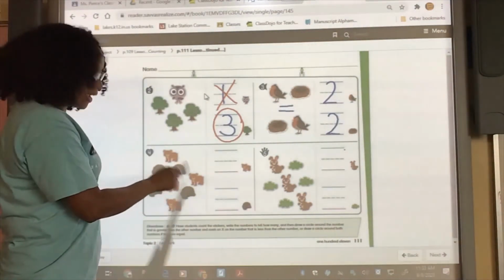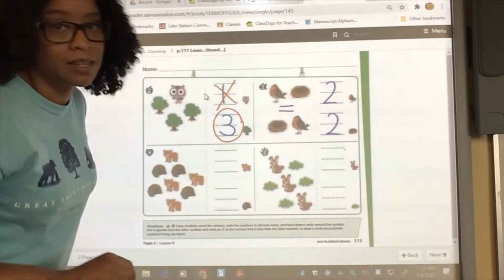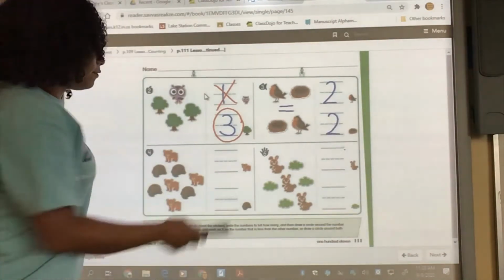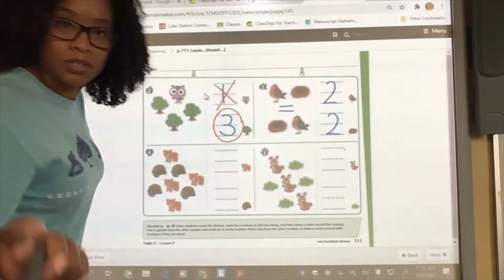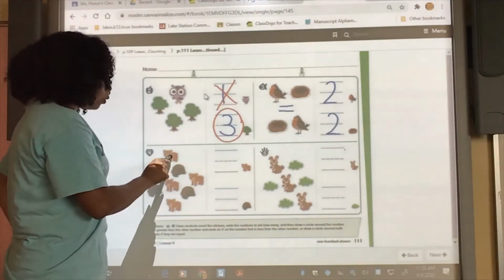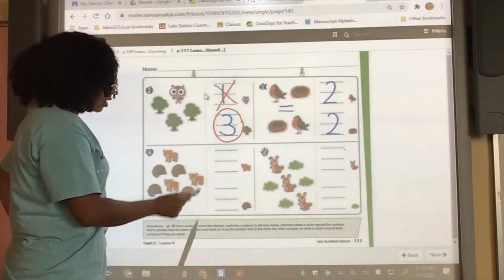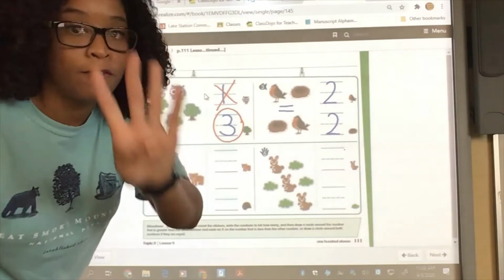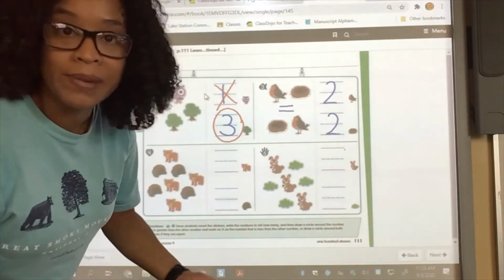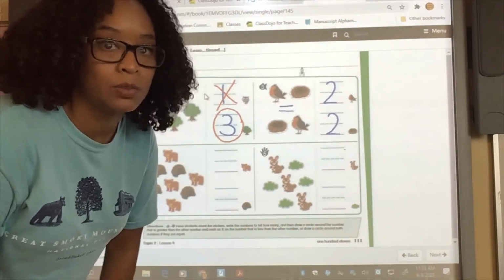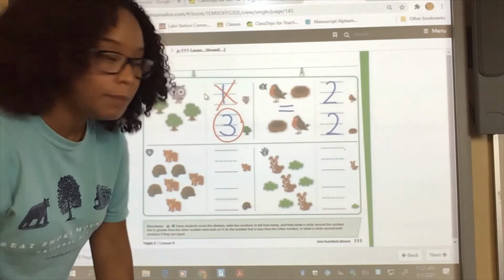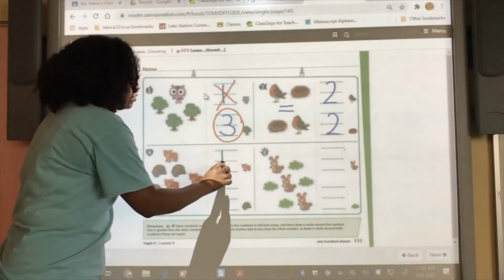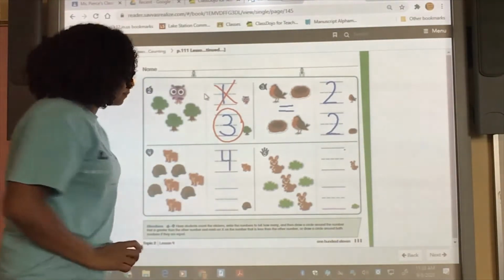Okay, let's count our bears and our bear dens and see what we have. First, they want us to count our bears, so let's count our bears. 1, 2, 3, 4. There are 4 bears. How am I going to show that there are 4 bears? What would I write? The number 4. Down and over, and then the straight line.